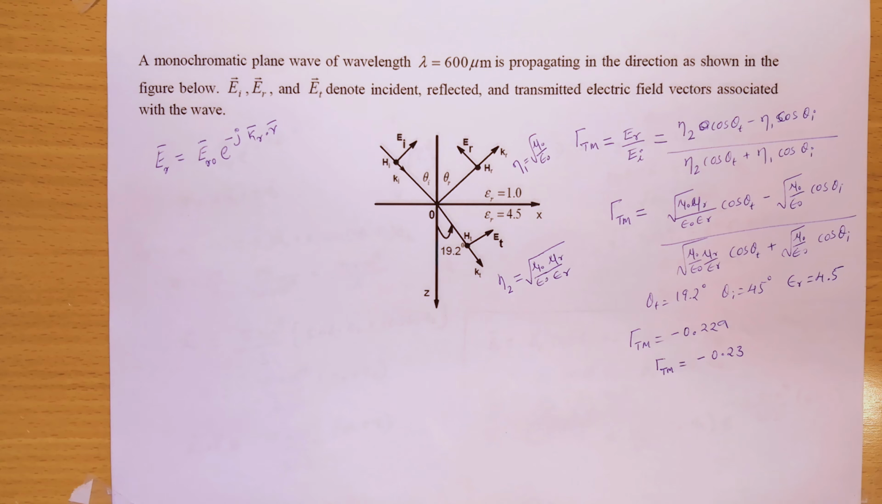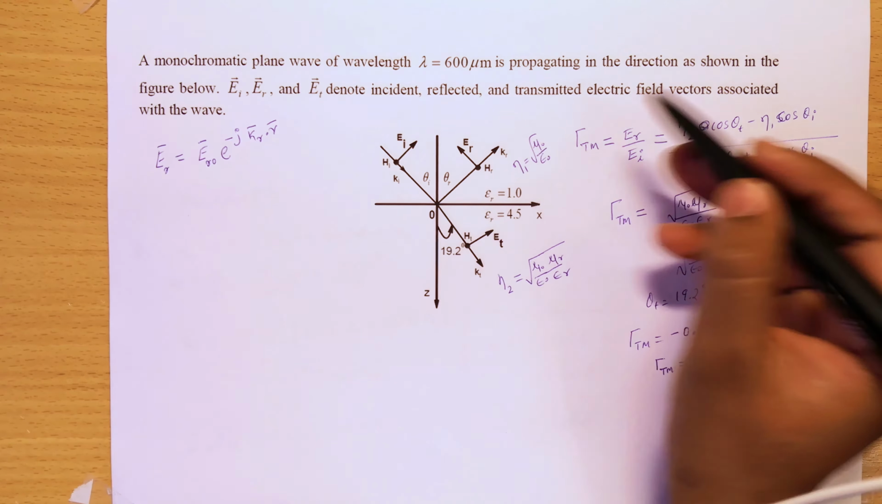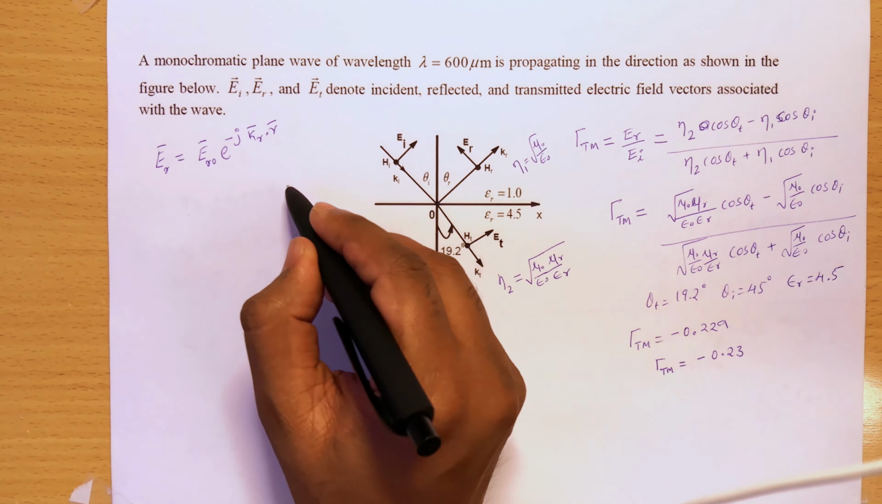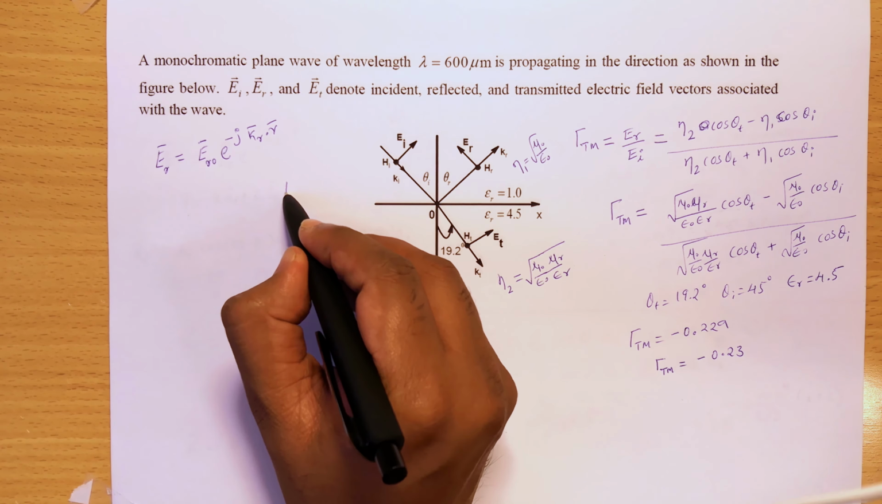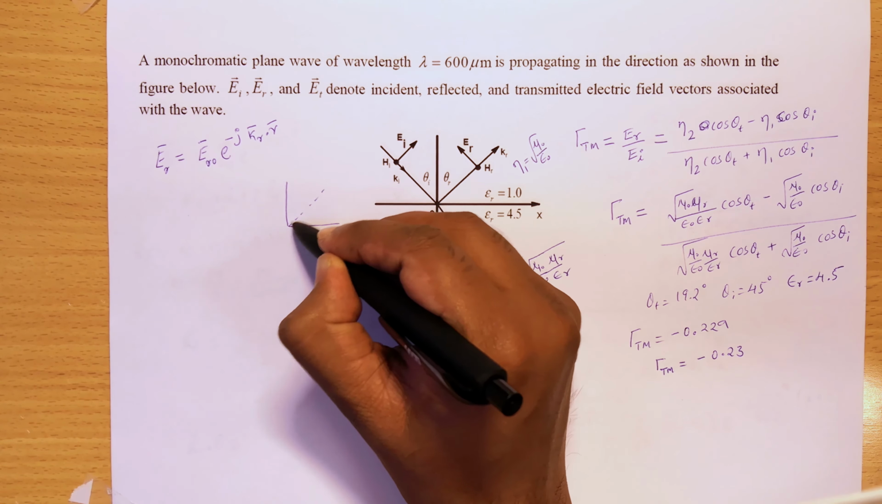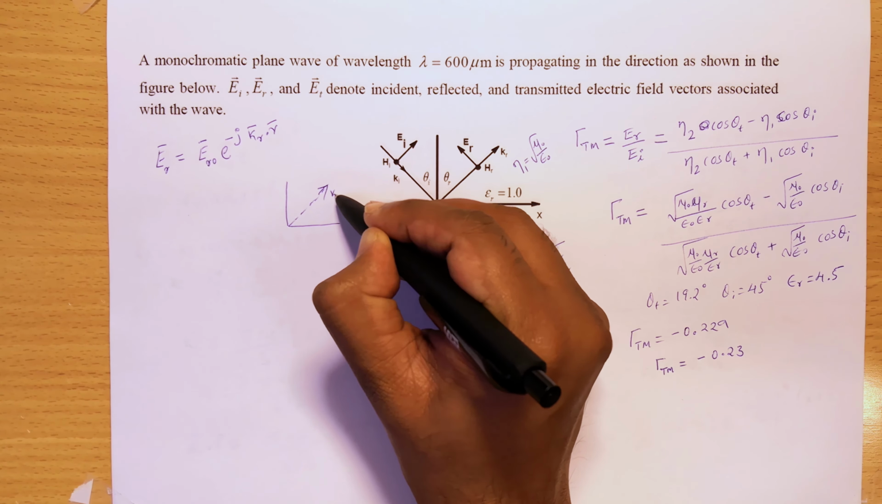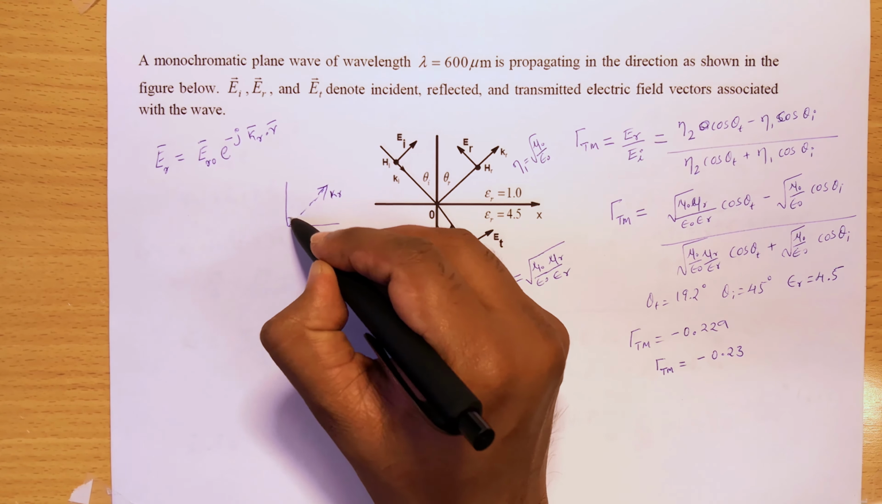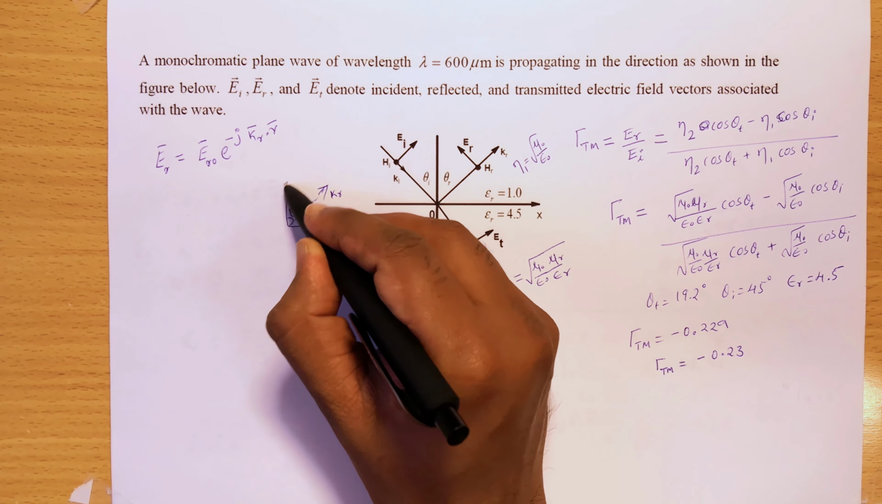Now we have calculated the magnitude of the reflected electric field. Now we will come to the expression. The first thing is to find the kr vector. So here is the kr vector. Again, I will write down the kr vector here. If this is the kr vector, and we know that this is theta r.